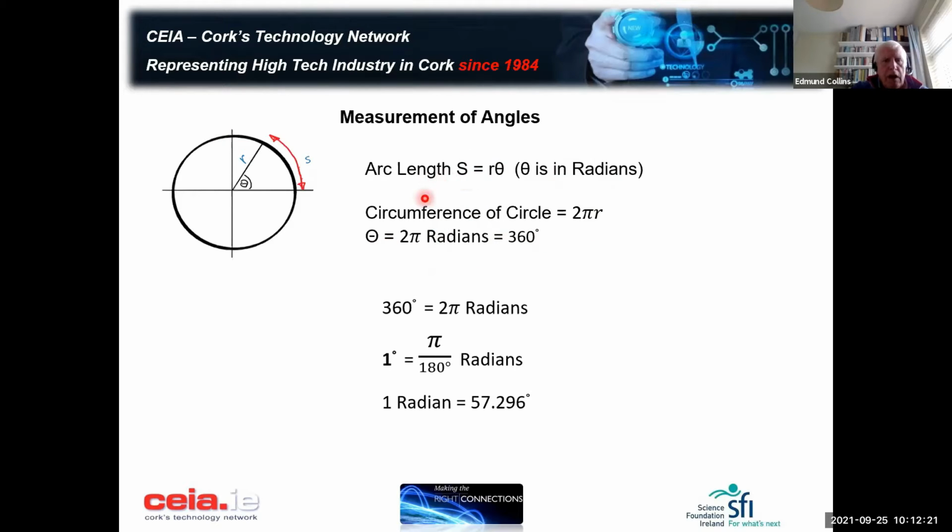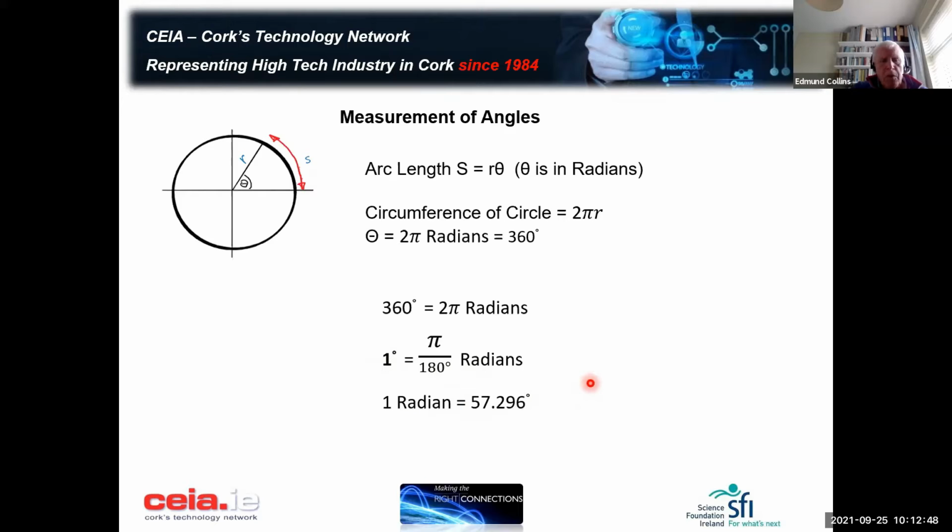Therefore, because the arc length is S equals r theta, that means that 2 pi radians equals 360 degrees. So therefore 1 degree is pi over 180 radians. So 1 radian is equal to 57.296 degrees to 3 decimal places.